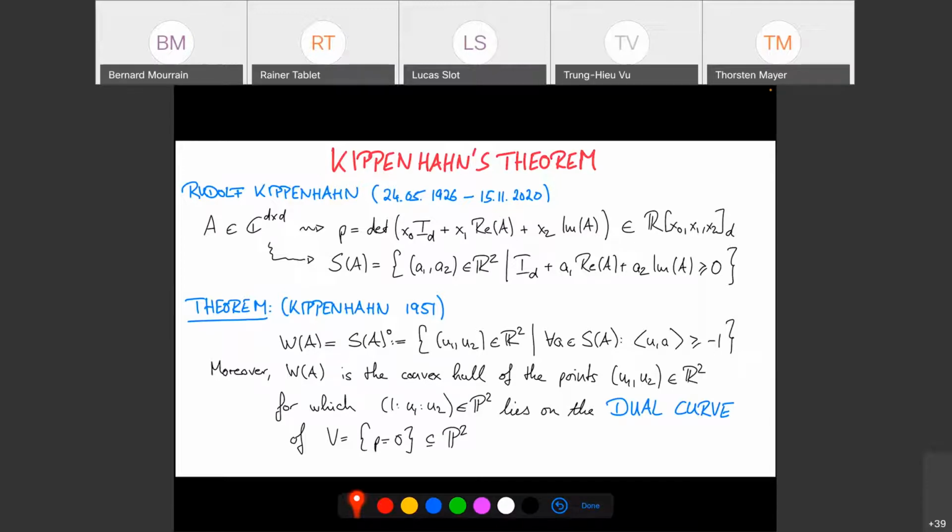You can get the numerical range, you can get W of A by taking the convex hull of all points that lie on the so-called dual curve of P, right? So I have this polynomial. The zero set of the polynomial P defines a curve in the plane in P2. And there's a notion that I will explain on the next slide called dual curve. You associate another curve to this one.